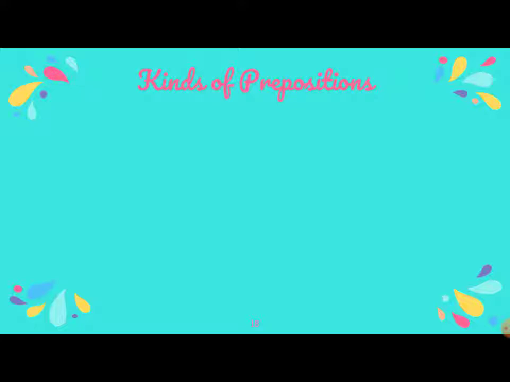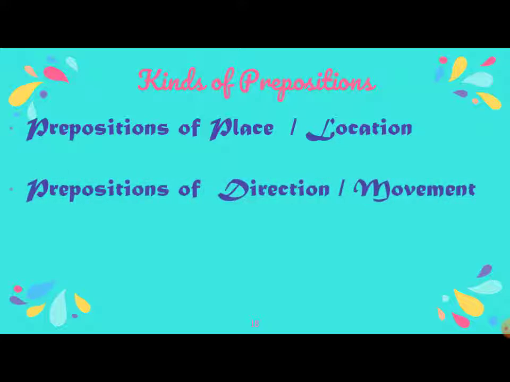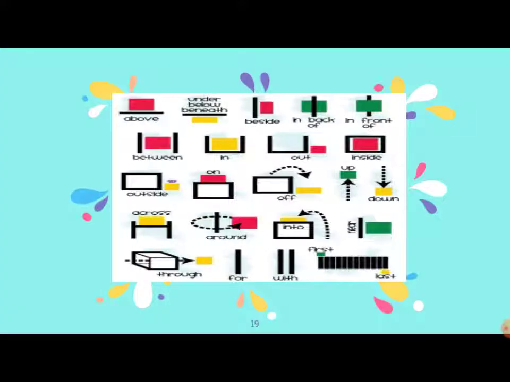Kinds of preposition. There are three kinds of preposition. The first kind, preposition of place or location. That is, it shows the position of a noun or a pronoun. Preposition of direction or movement. And prepositions of time. We also learned through a diagram the different position of noun and pronoun and related preposition words we use.